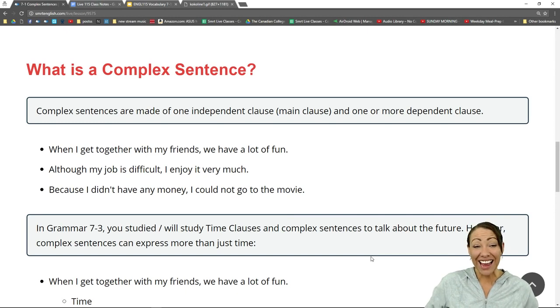Third one: because I didn't have any money, well, what happened? What was the effect of you not having any money? Finish the idea. Here we go. Because I didn't have any money, I could not go to the movie. As we looked at in the first part of our lesson, we only had the beginning parts of these sentences, and they didn't make sense. We needed more information. Here we have more information with our complex sentences, and it completes the full or main idea.